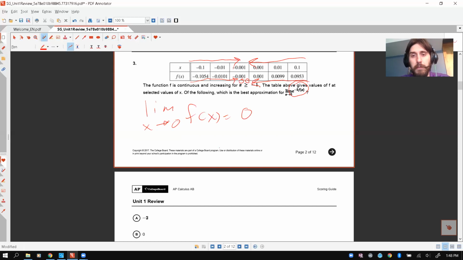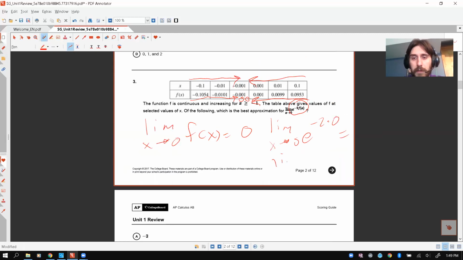So then the question becomes, if f of x is approaching 0, what is the limit as x approaches 0 of e to the -2 f of x? Well, that's going to be the same thing as the limit as x approaches 0 of e to the -2 times 0, which is the limit as x approaches 0 of e to the 0.